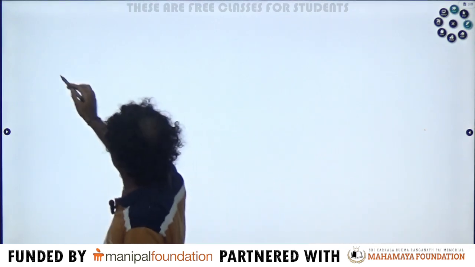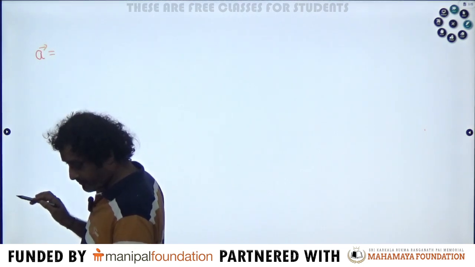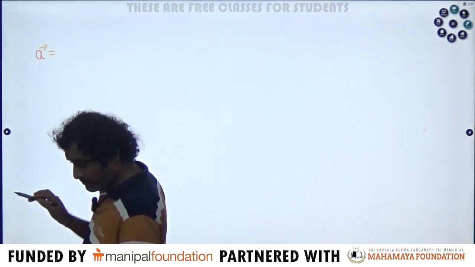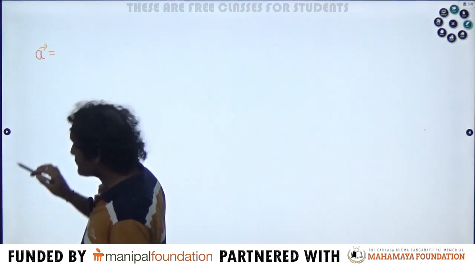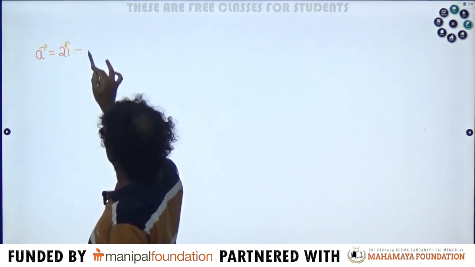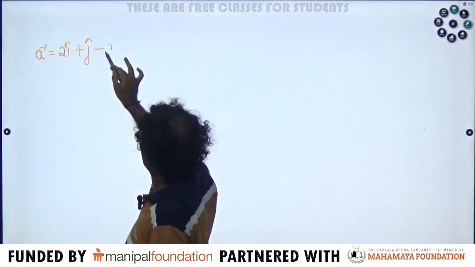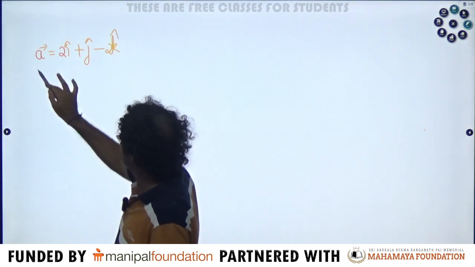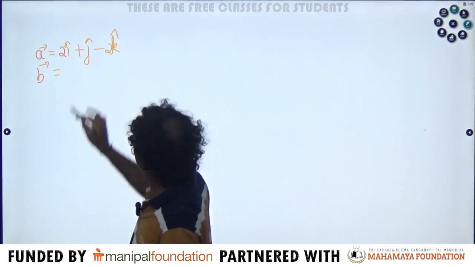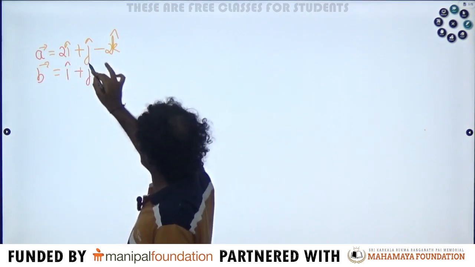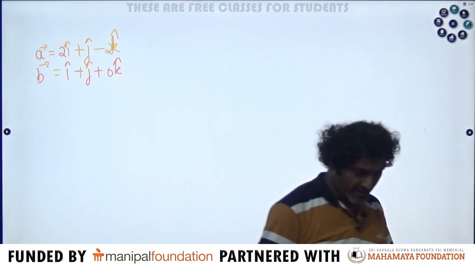A vector is 2i cap plus j cap minus 2k cap. B vector is i cap plus j cap plus 0 k cap. They have given it like this.